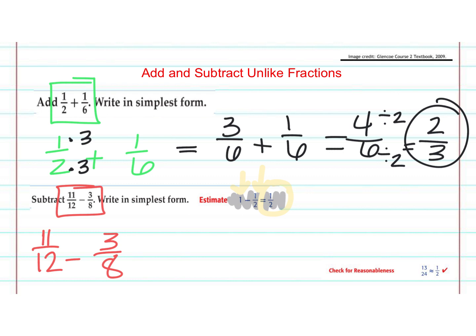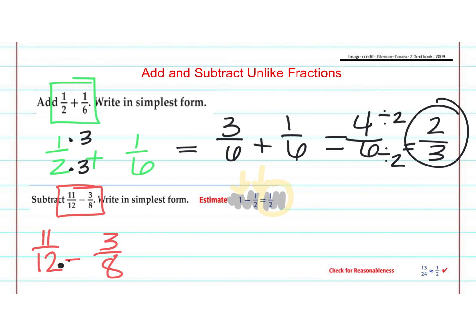So we always want to make sure that we understand what's happening and that we know if our answer is going to be reasonable. So I look at 12 and 8, and I try to find a number that they can both go into. I know that they both can go into 24. I know that they can also go into 48, which I could use. It's just then I would have to do more simplifying at the end.